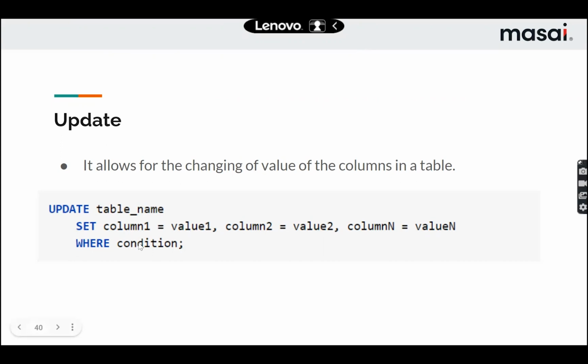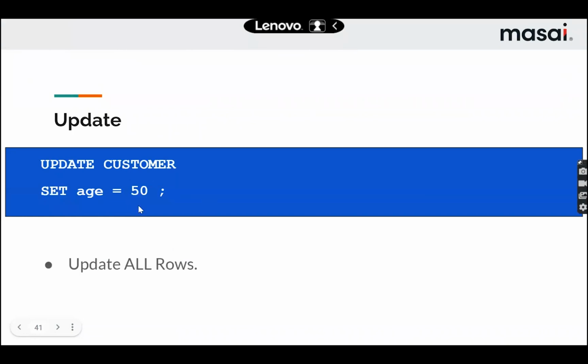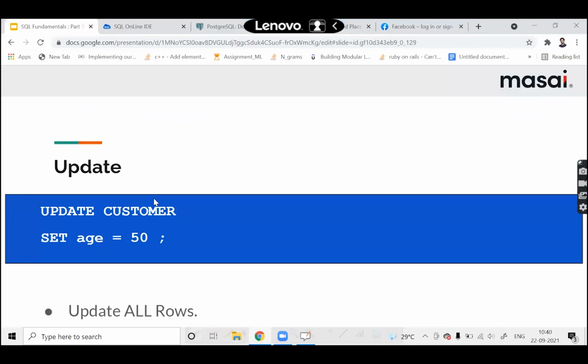Then the where condition: this is a column name, and the value you want to put. The where condition helps you understand in which row you want to make the changes. If I go to the next one, here you can see that I want to update customer set age equals 50, let's see what happened.